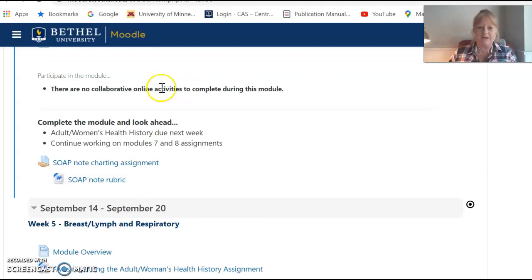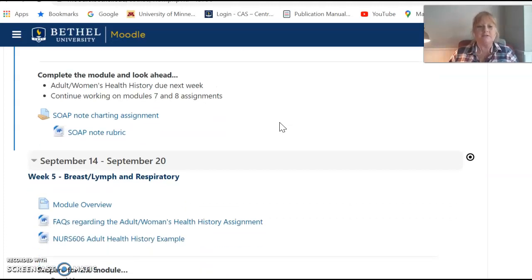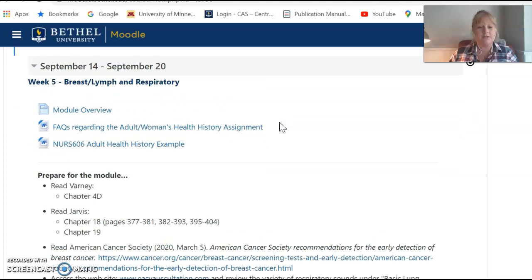So good job. SOAP note charting should be turned in on Sunday, and we'll get to grading those as soon as we can, with them being done no later than a week. So something to look forward to this upcoming week, week 5, if you can believe it. We're into week 5 of the fall semester. That's exciting. And this week we'll be focusing on the breast, lymph, and respiratory systems. There's an overview you can look at. The biggest thing this week is the adult health history paper that will be due.